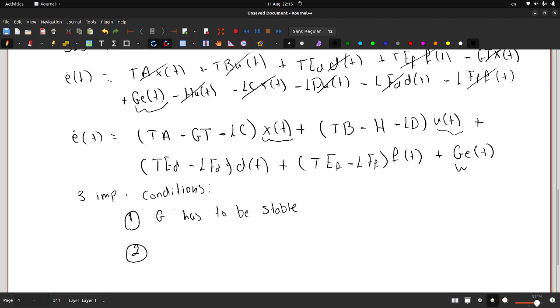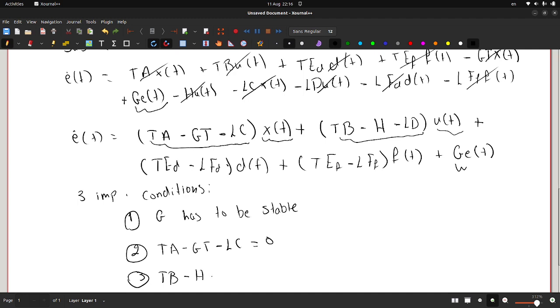Second condition, to avoid the input of the states, we want to design this to be 0. So TA minus GT minus LC is equal to 0. And to avoid as well the effect of the control inputs, we want to design this to be 0 as well. So TB minus H minus LD should be 0 as well.